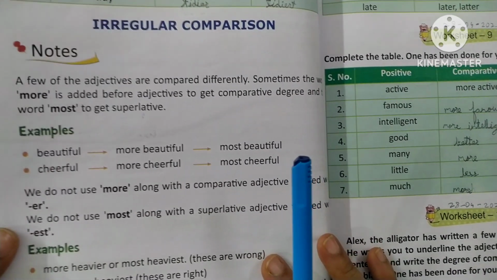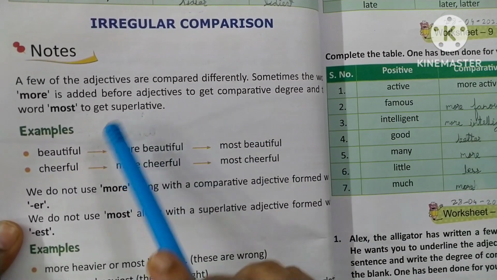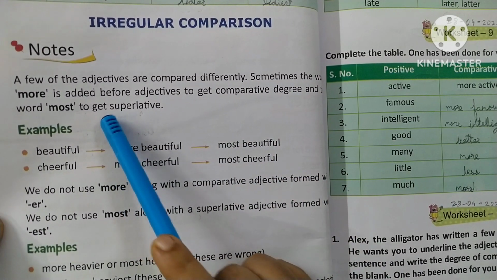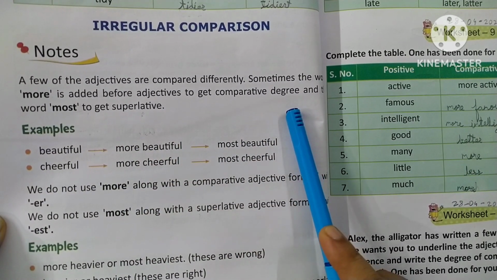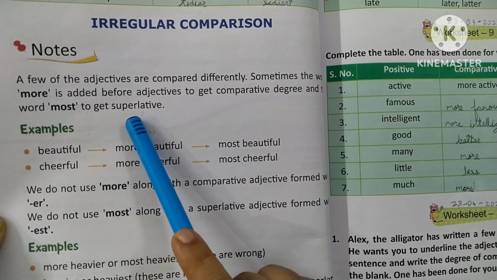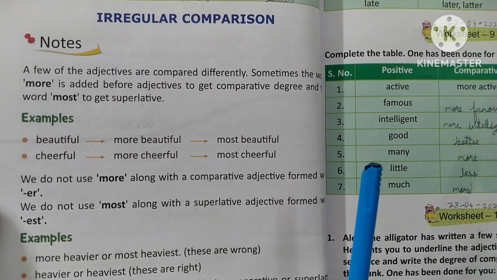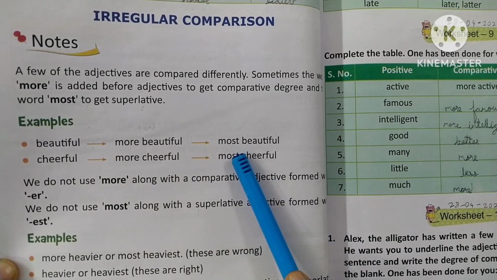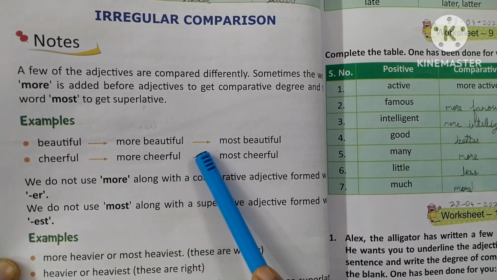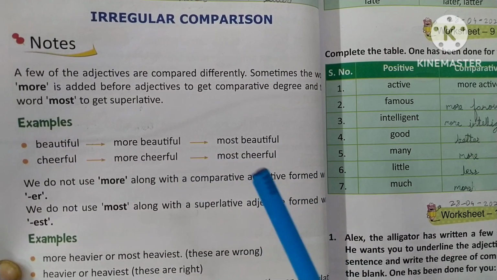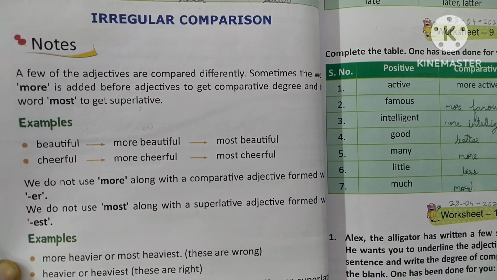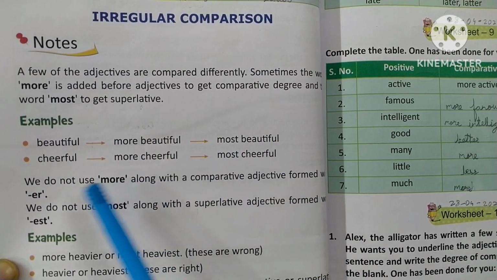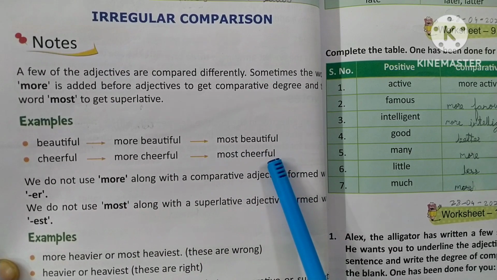Next, there are some irregular comparisons. A few of the adjectives are compared differently. Sometimes the word more is added before adjectives to get comparative degree and the word most to get superlative. These are all irregular comparisons. That means beautiful becomes more beautiful, most beautiful. It does not become beautifuler and beautifulest. Few adjectives are compared differently. That is why they are called irregular comparison. Beautiful, more beautiful, most beautiful. Cheerful, more cheerful, most cheerful.